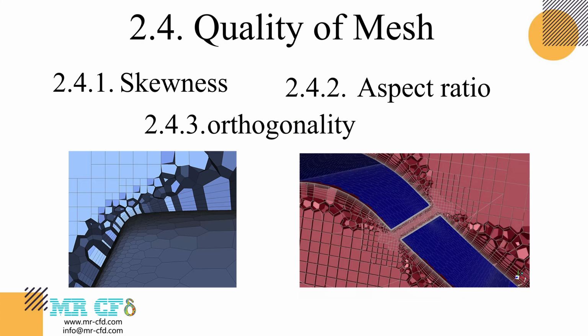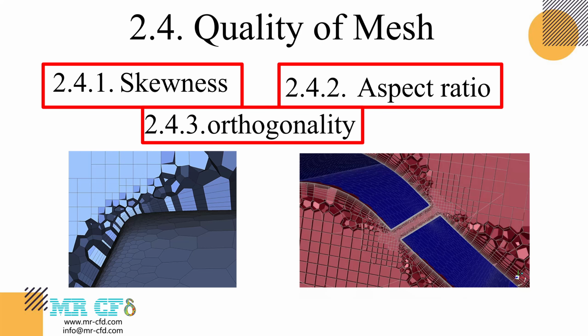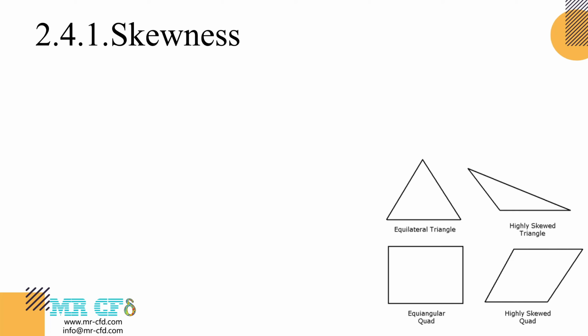Mesh quality is one of the most critical factors in ensuring accurate and efficient CFD simulations. Poor mesh quality can lead to convergence difficulties, increased computational time, and inaccurate results. In Fluent, several metrics are used to assess mesh quality, with the 3 most important being skewness, aspect ratio, and orthogonality. Let's now discuss one of the most critical mesh quality metrics in CFD, skewness.